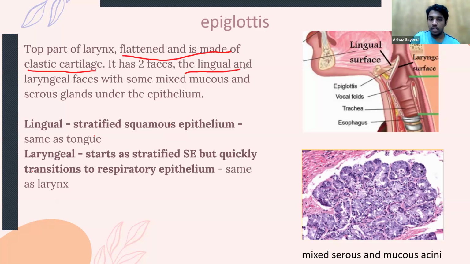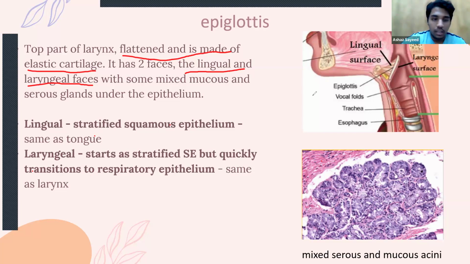This is another important point, and let me tell you how important. Three times in the past, questions have been asked from this, the lingual and laryngeal phases. I guess even more than three. The epiglottis has the lingual phase and the laryngeal phase. The lingual phase, just by the name, is towards the tongue, and the laryngeal phase is towards the larynx. Lingual phase, just like the tongue, has stratified squamous epithelium. The laryngeal phase starts as stratified squamous epithelium, but quickly transitions into respiratory epithelium.